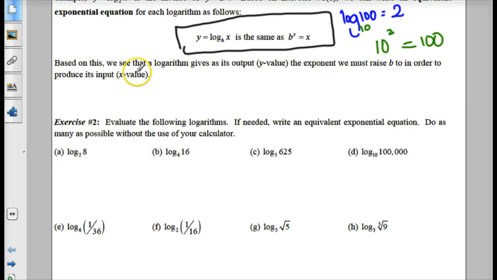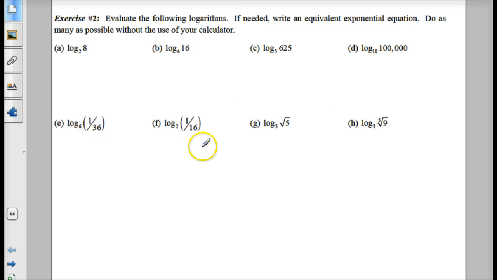So based on this, we need to remember that every output, my y value, the exponent we raise to b, will produce a unique x value. So these functions are actually one-to-one functions. Now, all I want you to do is practice doing this on the calculator. So grab your calculator and I'll show you how to get this done. You can write an equivalent equation if needed.